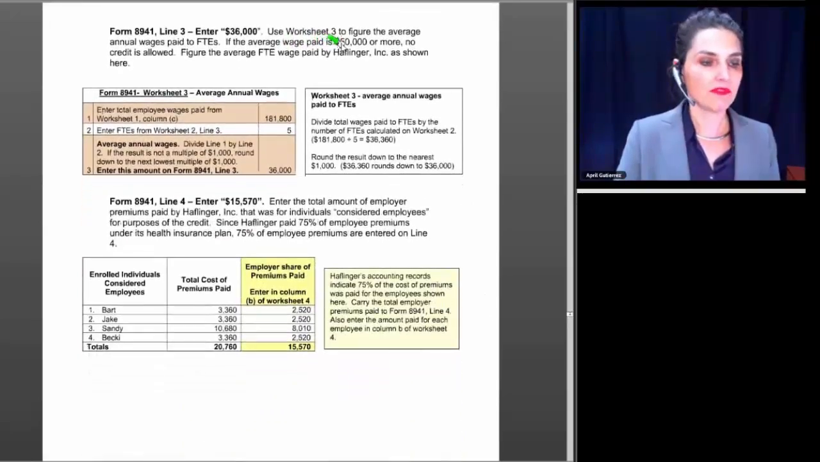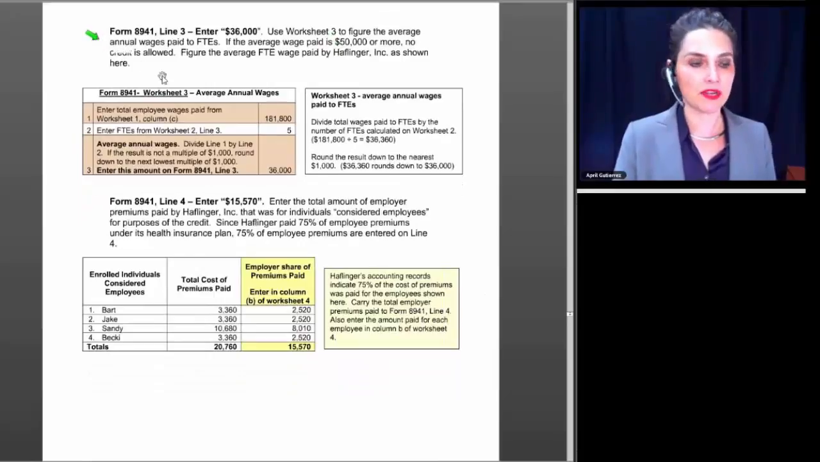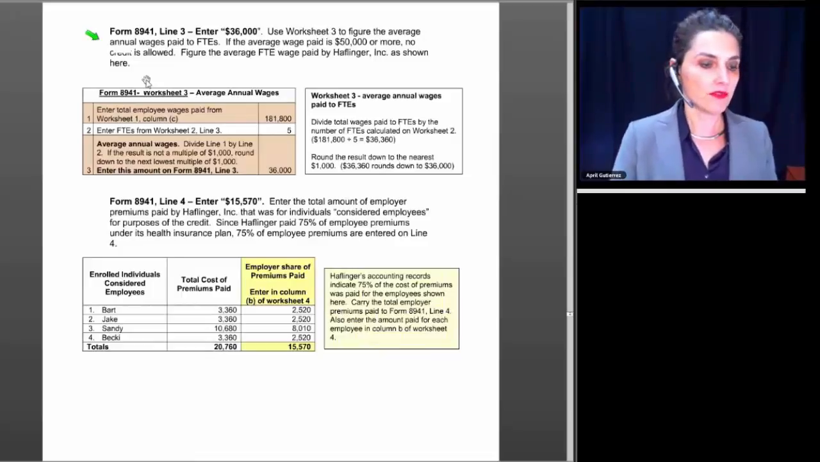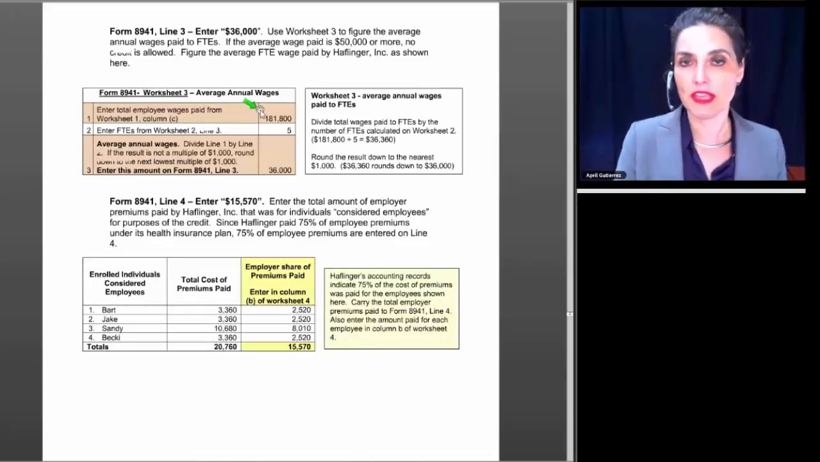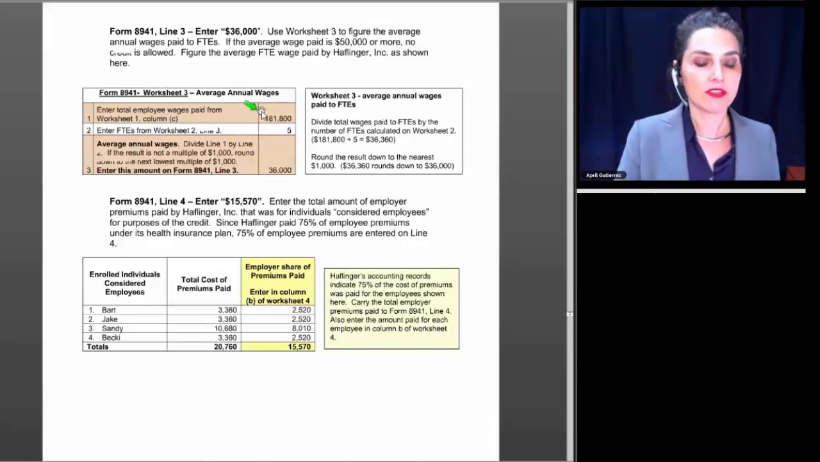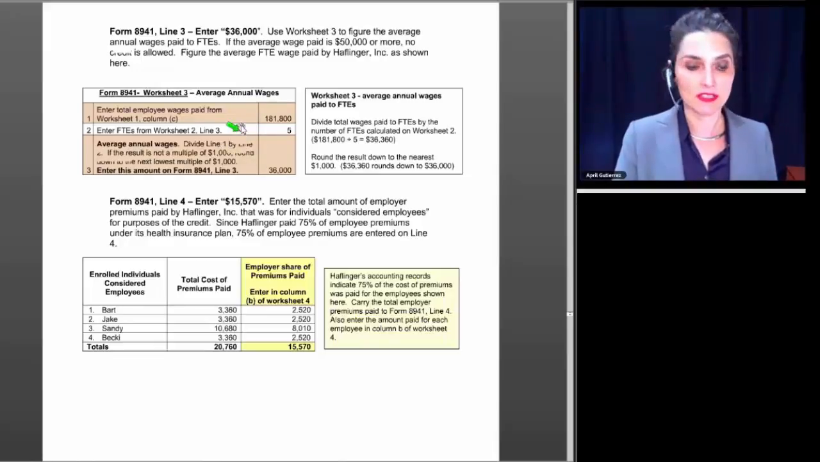Next, it's time to move on to line 3 of Form 8941, and our purpose here is to determine what the average wage paid to employees during the year was. And of course, we're now looking at the total wages paid to the 6 non-excluded employees, but we're dividing that total wage paid by the number of FTEs, which in this case is 5.